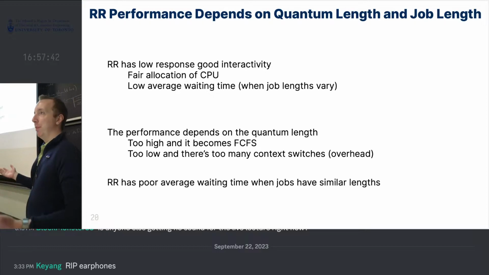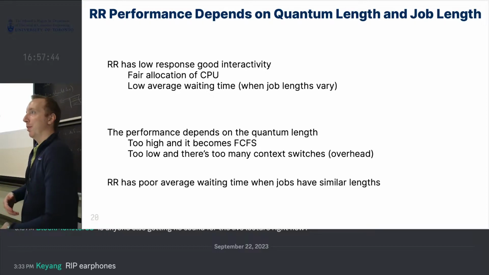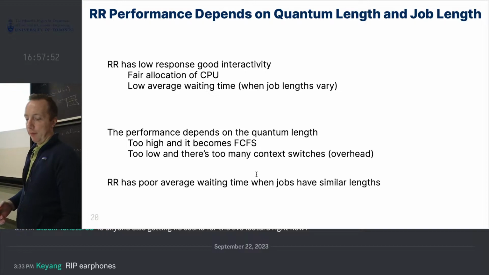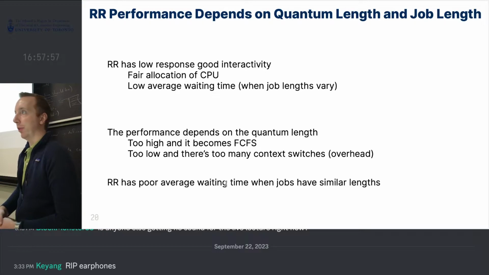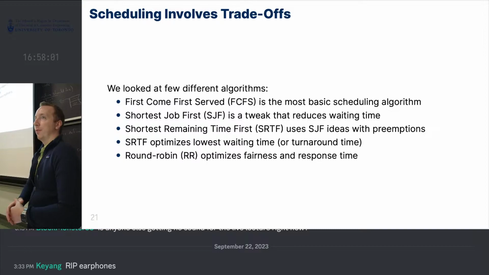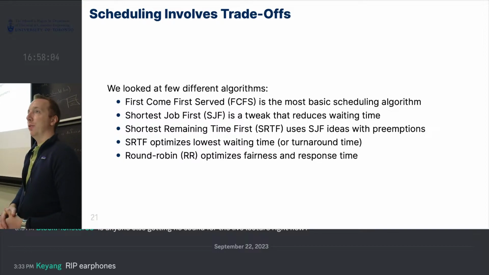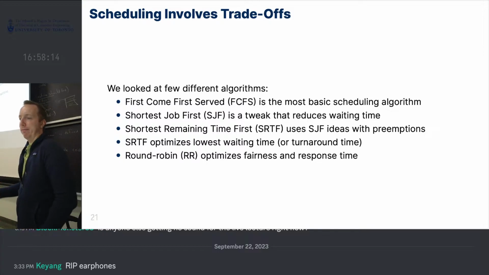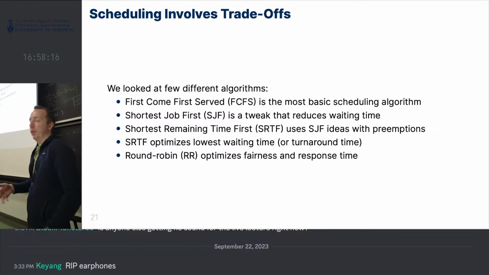So this is basically summarizing what we discussed. You don't want a quantum length that's too short, and you don't want one that's too long. And if you simulate round robin a bunch of times, it generally has a bad average waiting time when the jobs are of similar length. So scheduling just involves a bunch of trade-offs. We'll see other things we can do next lecture. You can combine things, do all sorts of weird things, but round robin is like a good, safe scheduling algorithm that's super easy to implement and works relatively well as long as you pick a good time slice.